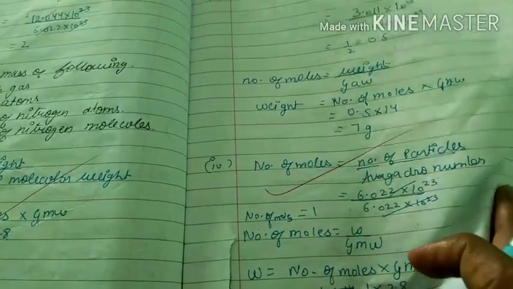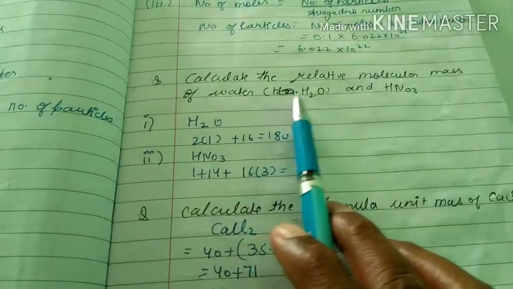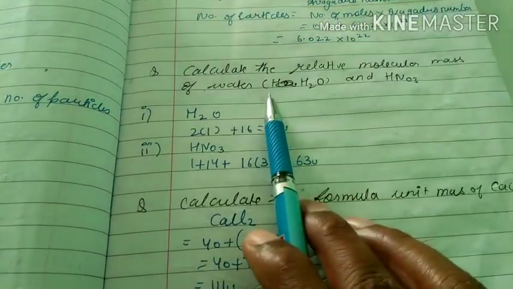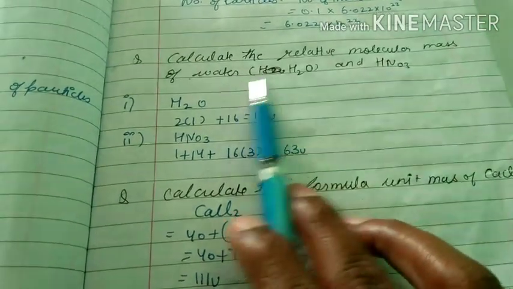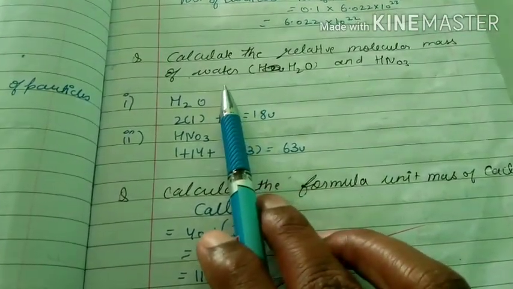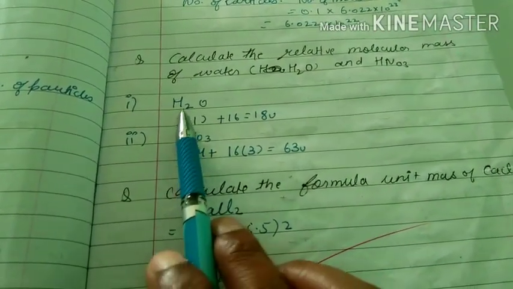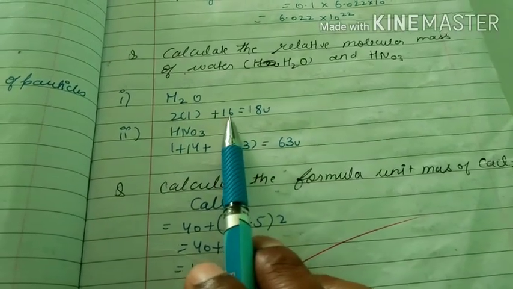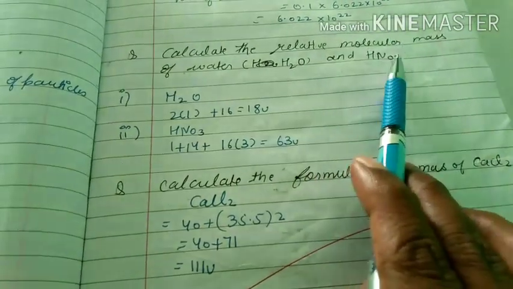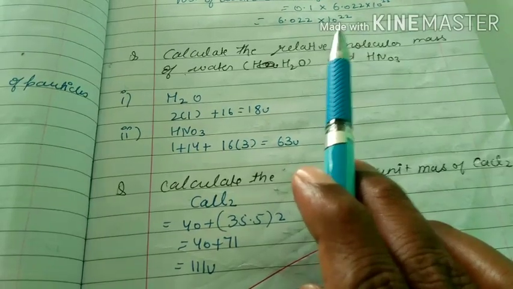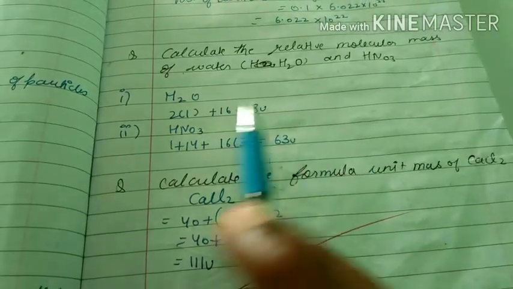Next, one more model is given in this chapter, that is C. This is a very simple model. Calculate the relative molecular mass of water and HNO3. Relative molecular mass means nothing but molecular weight. Molecular weight means the sum of atomic weights. For water, 2 into hydrogen atomic weight, 1, plus 16. That means 18 U. U means units. Molecular mass or molecular weight has units in U, just like AMU in atomic weight.